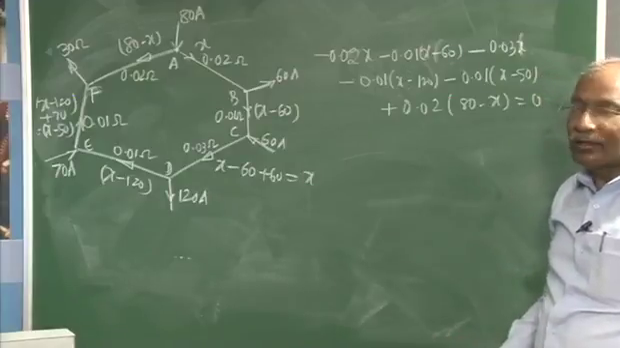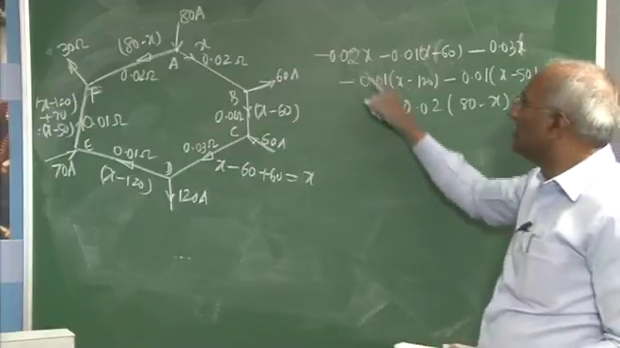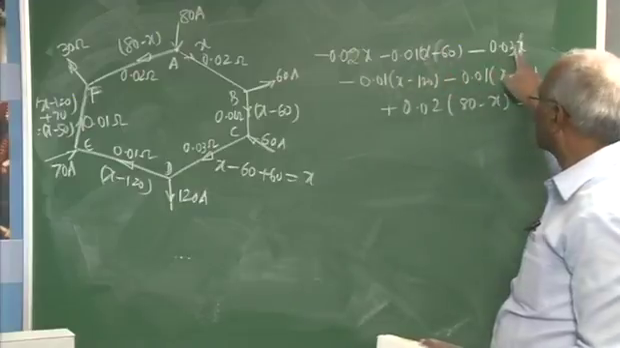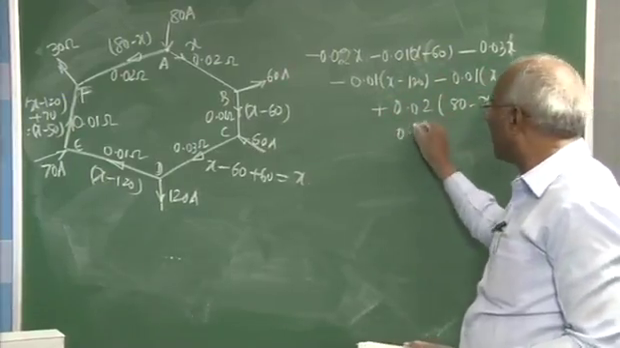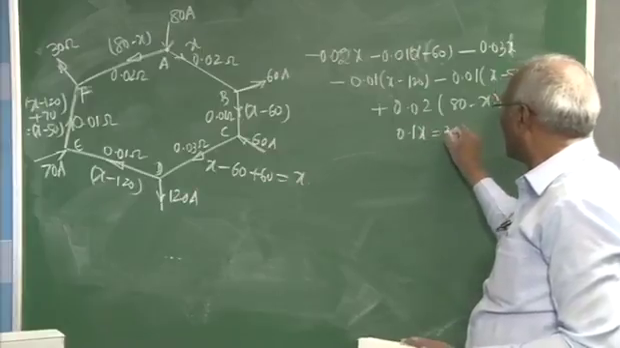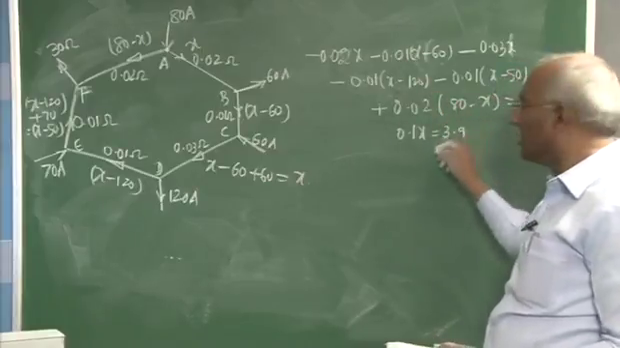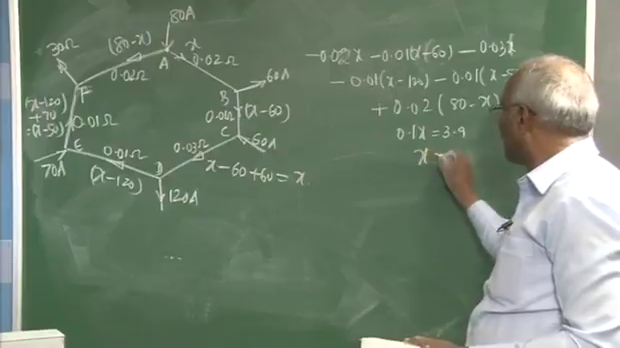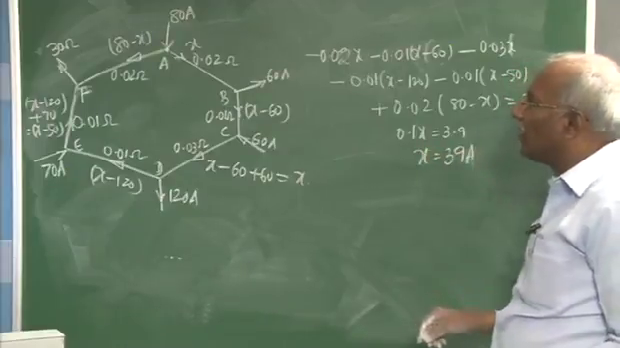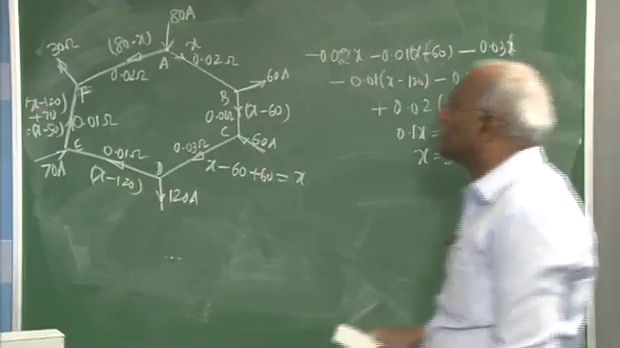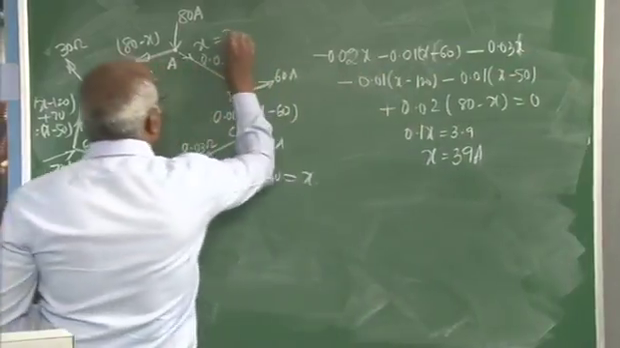If you add up all these things, you will observe this will be 2, 3, 6, 7, 8, and this will be 2, 10. That comes to 0.1X equal to, if you add up everything, 3.9, or X will work out to 39 amperes. Once I get the value of current as 39, this is obviously now 39 amperes.